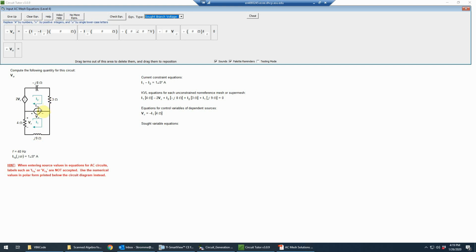Typically, we're going to pick the one where the equation will be simplest and have the fewest terms. And we see that there are 3 elements in mesh 2 and only 2 elements in mesh 1. So mesh 1 would probably be a better choice. Now, Circuit Tutor will accept either valid equation here, as long as you do it correctly. But we're going to do the one for mesh 1.